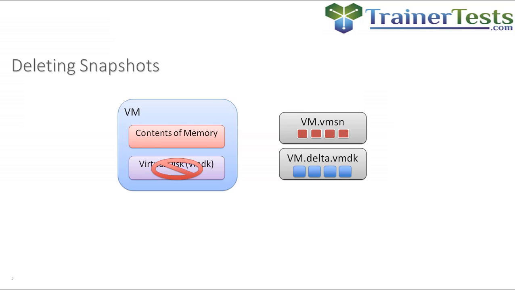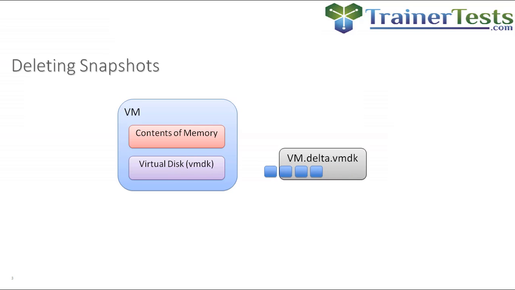So as we delete the snapshot, the VMSN file is no longer needed. There's no point in hanging on to the contents of memory at the time of the snapshot. So the VMSN file is simply purged. Then the original VMDK will be unlocked. And all of the changes that have occurred since that snapshot was taken will now need to get committed to that original VMDK. This can be time consuming, and it can also cause the size of this virtual disk to temporarily expand while that copy operation is in progress. It may actually consume more space on the data store than it normally does.